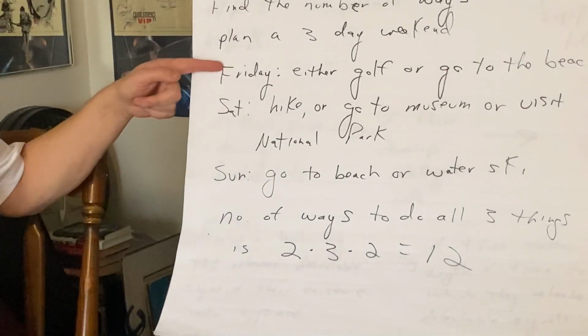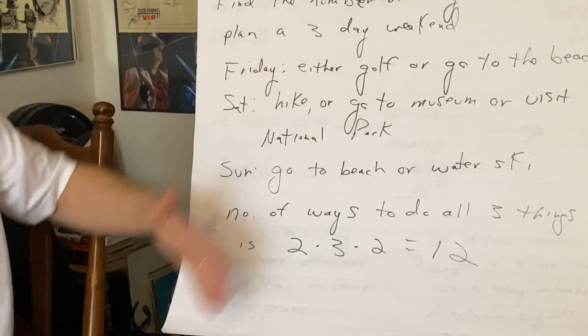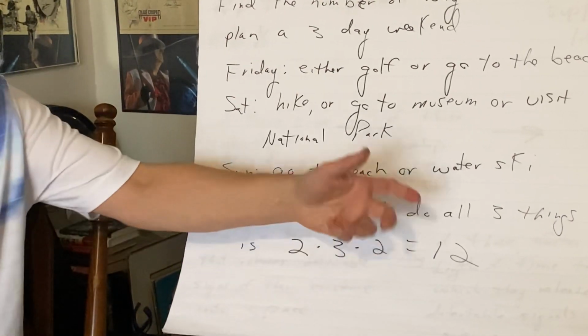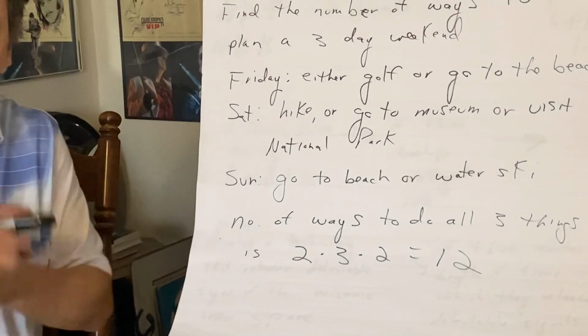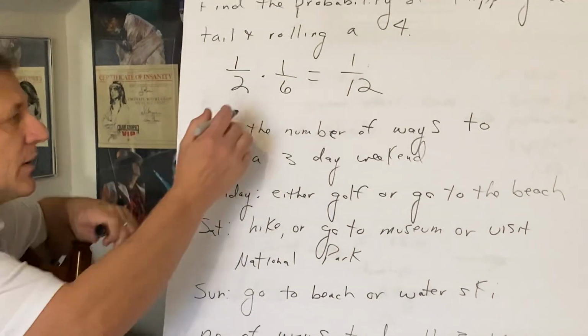Well, 2 ways to do this, 3 ways to do this, 2 ways to do this, or we could call them actions. Number of ways to do all 3 things, 2 times 3 times 2 is 12. Very simple, common concepts in probability. First one, we're dealing with probabilities.